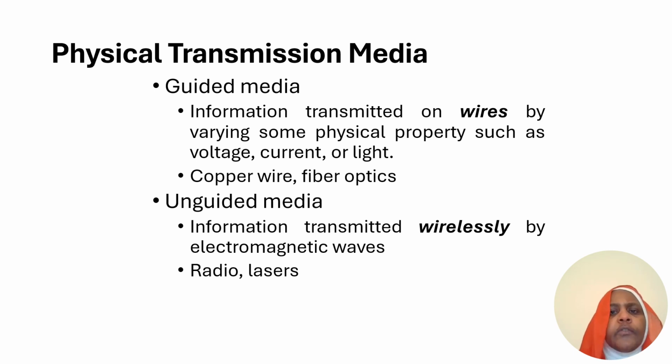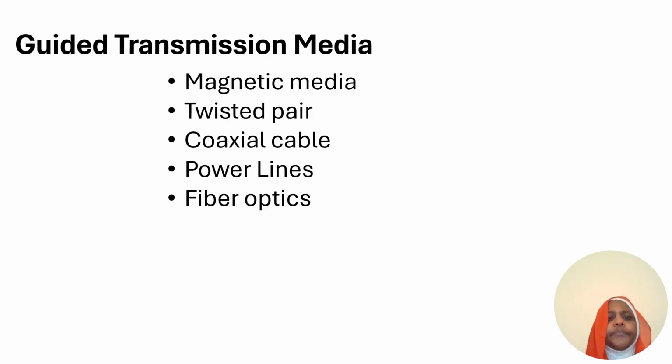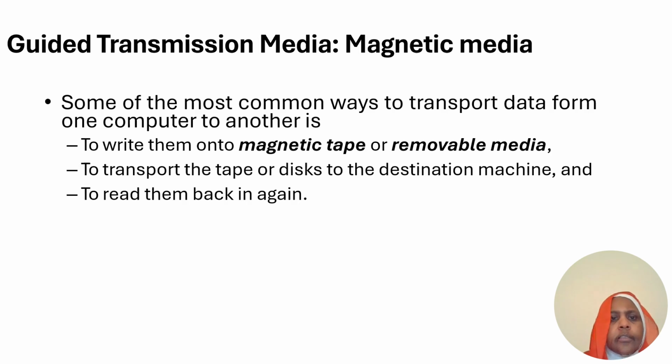There are two types of transmission media: guided media, that's to say wires, like copper wires or fiber optics, and unguided media, that's to say wireless, like radio and lasers. In this part of the lecture, we will cover the guided transmission media. We will cover magnetic media, twisted pairs, coaxial cables, power lines, and fiber optics.